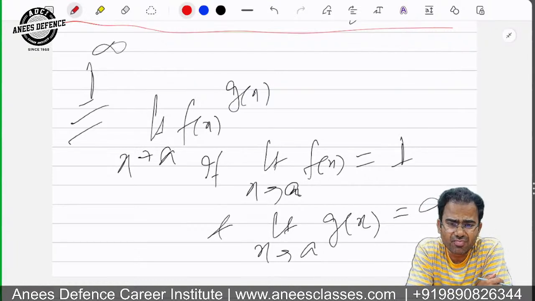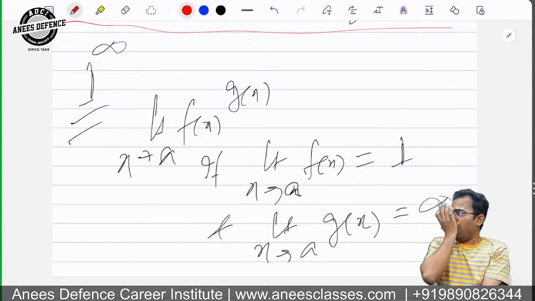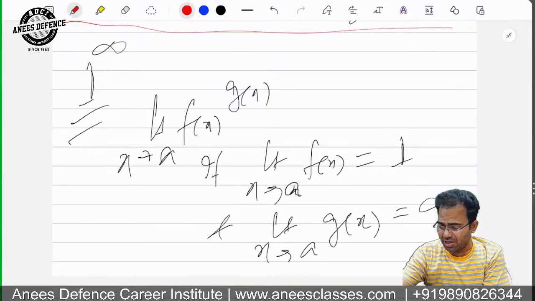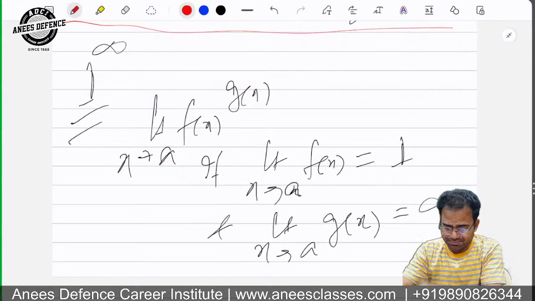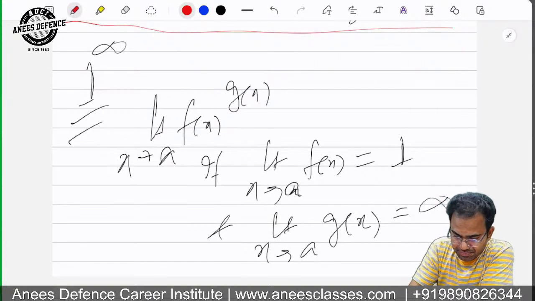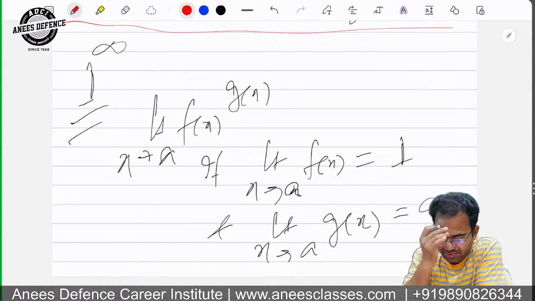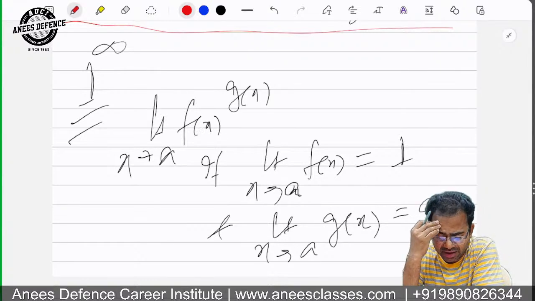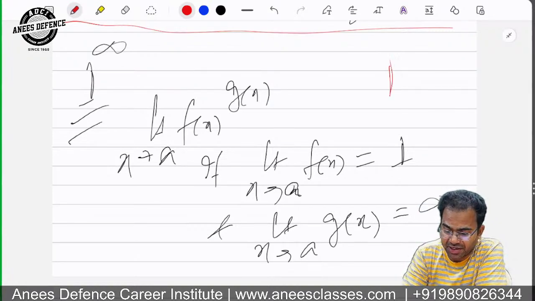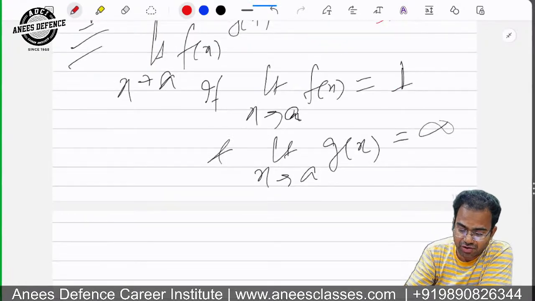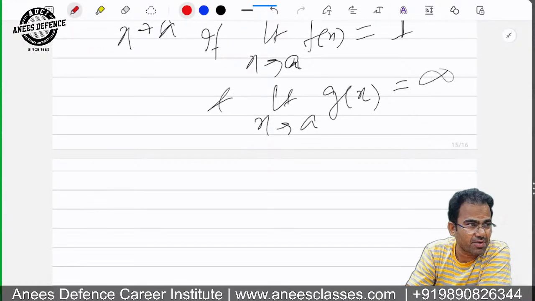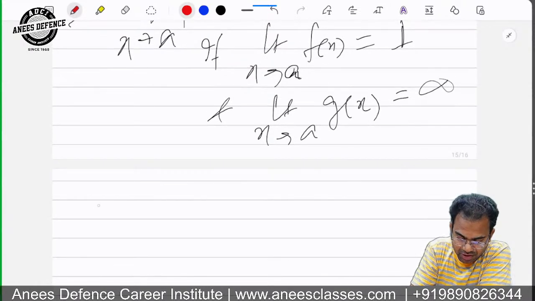Generally, the question setter asks from this portion, many times. So if you put 1 at f of x and infinity at g of x, it will be 1 to the power infinity. So how will we solve these questions? We'll solve like this.